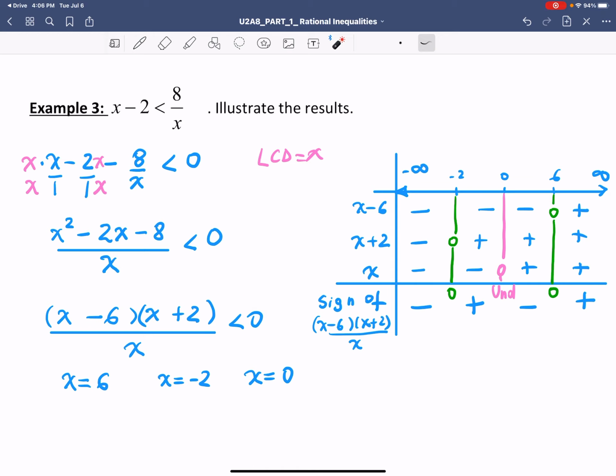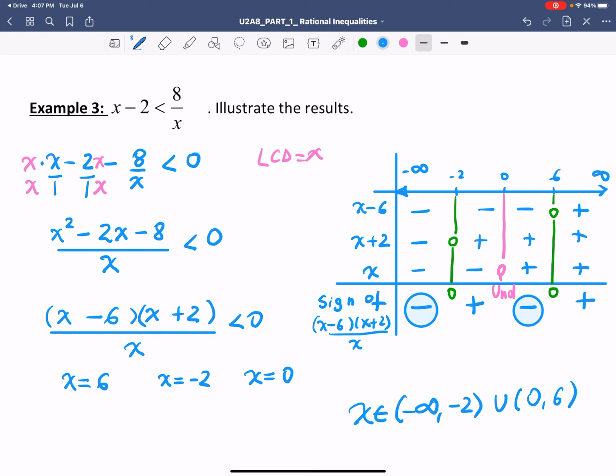So we'll write the solution here as negative infinity, comma, negative 2, joined by 0, 6. We don't want the zeros because the inequality doesn't ask us to find the values that make the rational expression 0. So we are done. This is the solution. So see, it's kind of fun too, right?